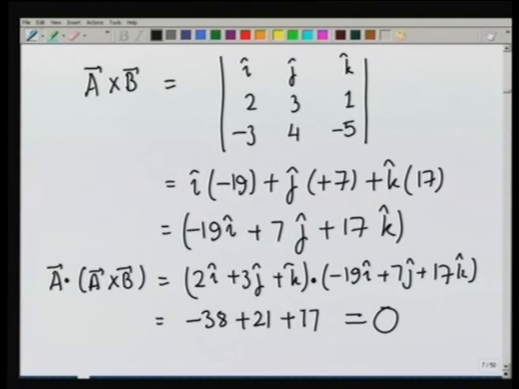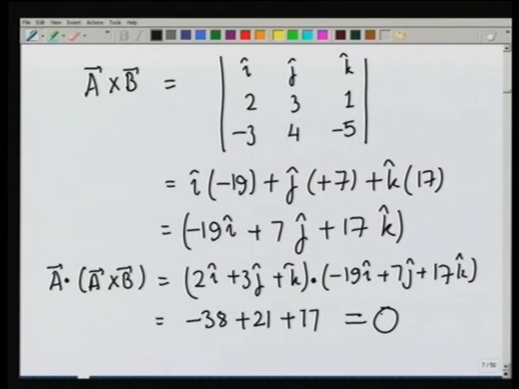Since A and A cross B both have non-zero magnitudes, this can only happen if the angle between A and A cross B is 90 degrees. I leave it for you to show that B dot A cross B is also 0. Thus, we see that A cross B is perpendicular to vectors A and B both.